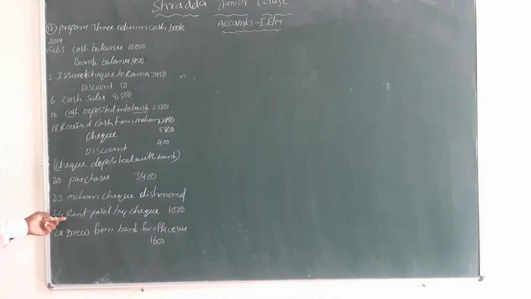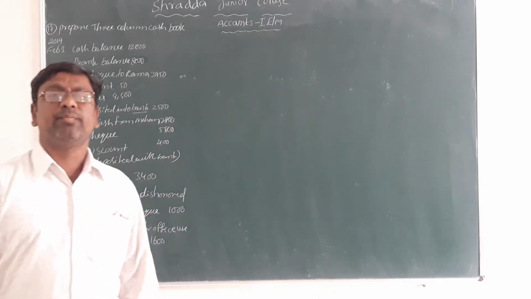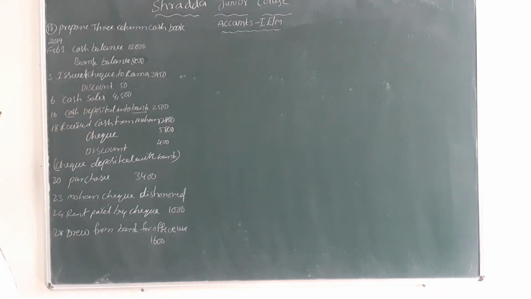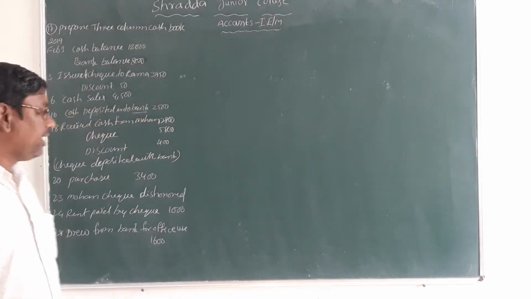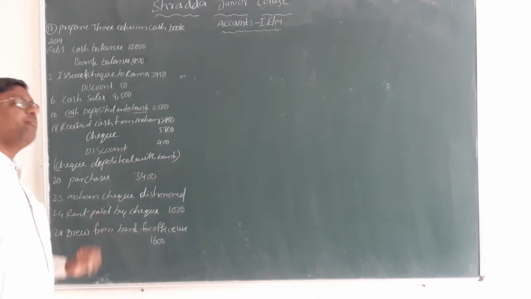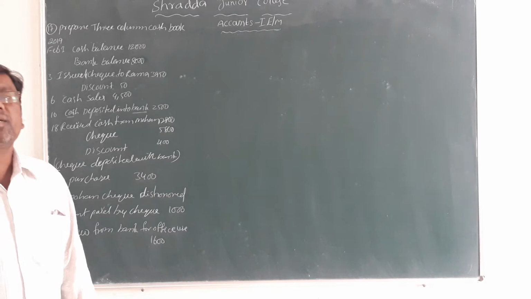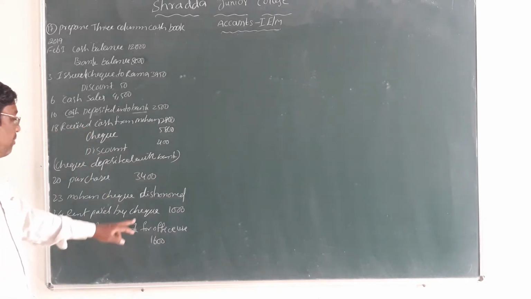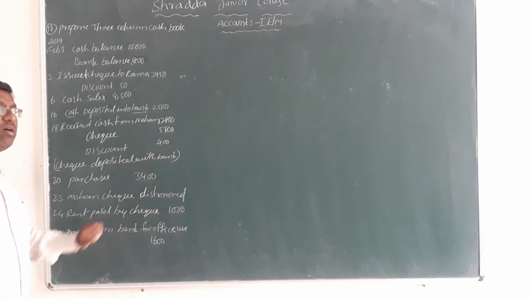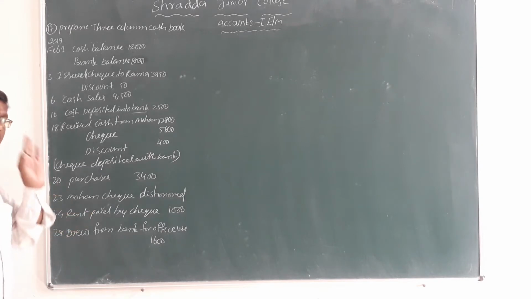Next one is 24th, rent paid by check 1000 rupees. Here rent is of two types, received rent and paid rent, students. But here it is given: rent paid by check. Check means which transaction? A bank transaction. Check is a bank transaction. That's why we record it in the bank column. It is a payment. Rent paid is clearly mentioned.